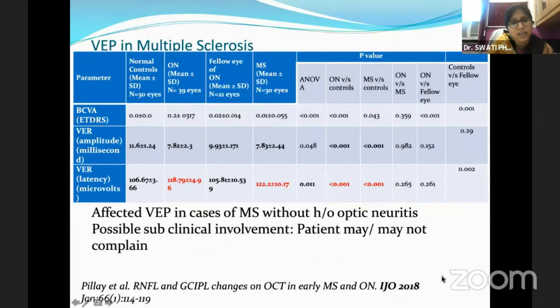There was a study from this center where we found that the VER latency not only is increased in the involved eye, which is the optic neuritis eye, but also in cases of multiple sclerosis where optic neuritis was not present. So it may be a sign of some subclinical involvement or demyelination going on in the visual pathway in cases of multiple sclerosis who do not present with frank optic neuritis. So that's a subtle sign of demyelination in these cases.